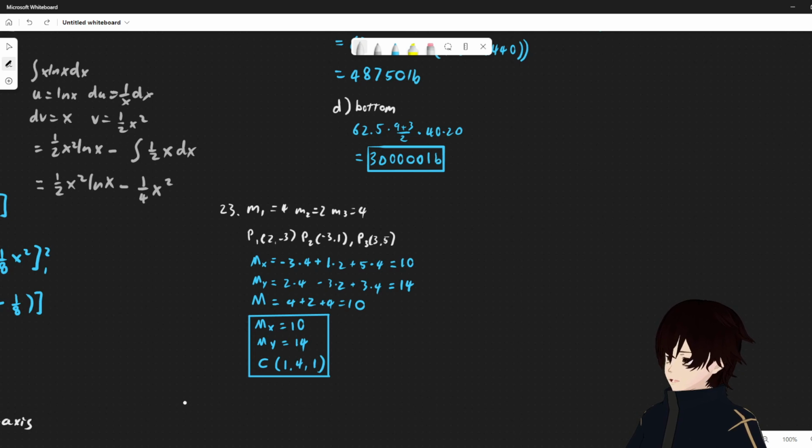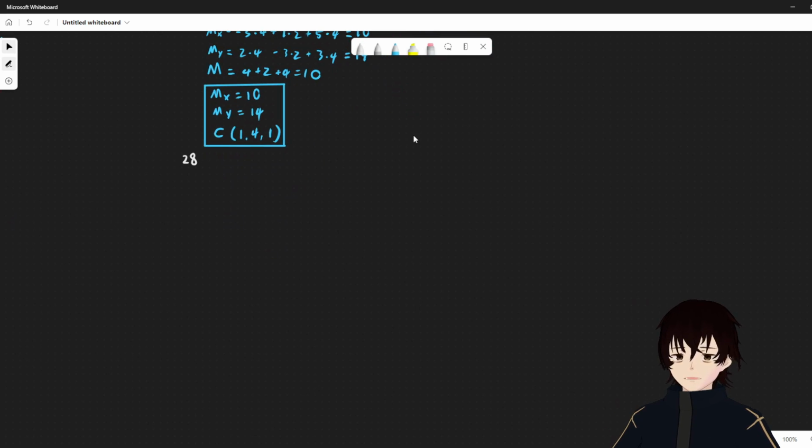Now then, we're done with 23, so let's move on to 28. 28 says that we want to find the centroid. y is equal to sine of x, y equal to 0, x is between 0 and pi. Find the centroid. So the density is even all across the board.